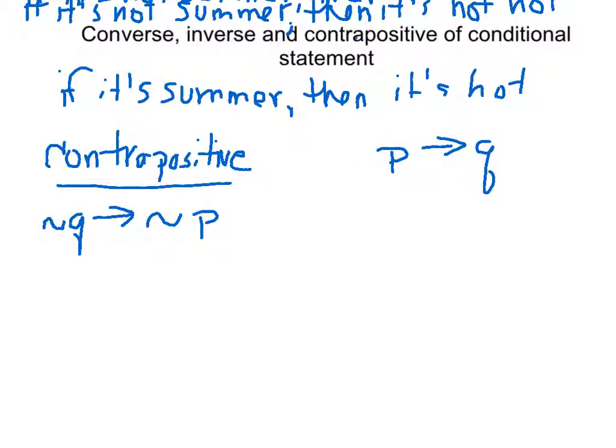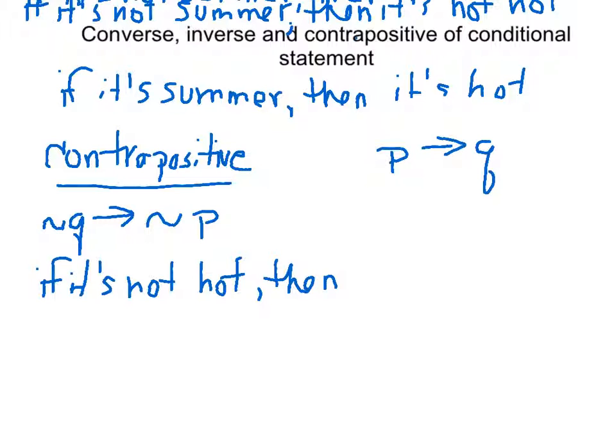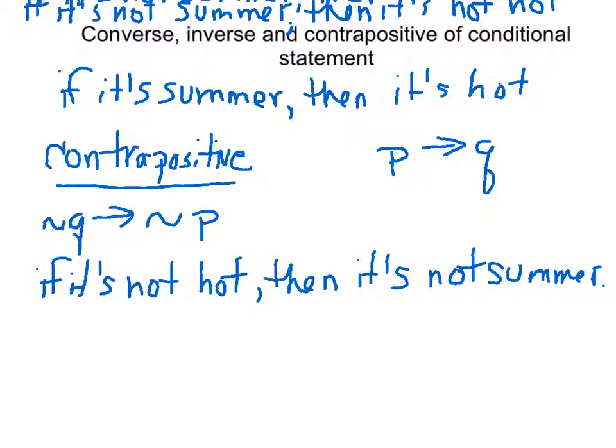So if our original statement is if it's summer, then it's hot, our contrapositive of that is if it's not hot, then it's not summer. Cool. So those are the differences between the three of them.